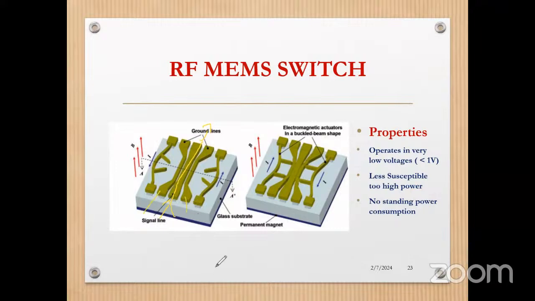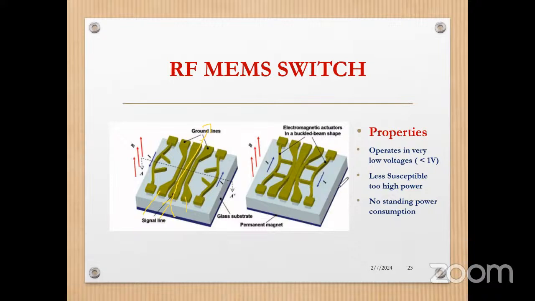So I want to make this act as a switch, which means what? When there is no contact between these two grounds and the signal is passed through the signal line, the signal comes out from the other end. So we call that the switch is in on state.